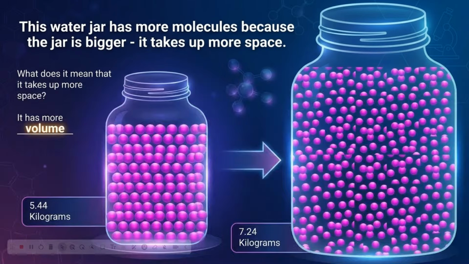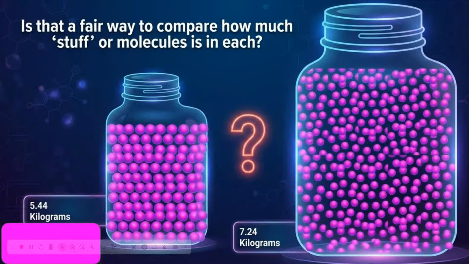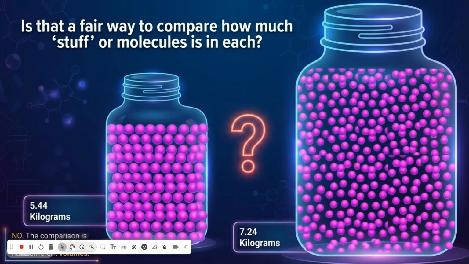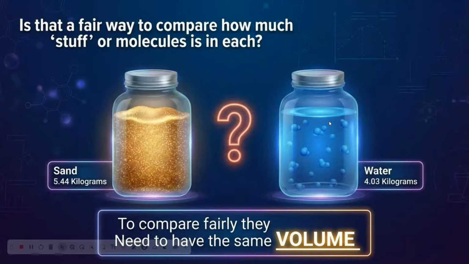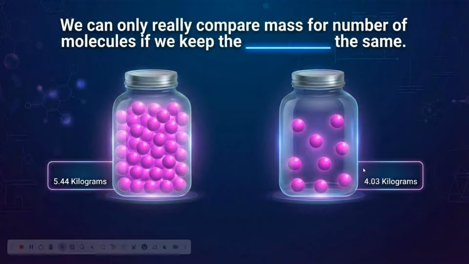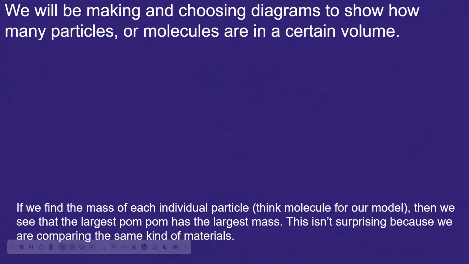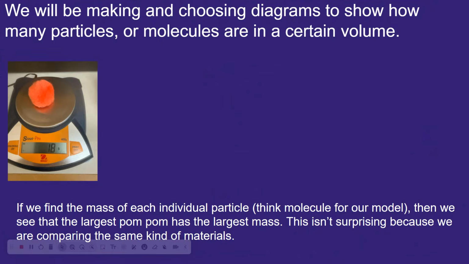Is that a fair comparison? Not really, right? It's not a fair way to compare molecules in each because the volume is not kept the same. Okay? When I have different volumes, I can't really compare molecules and mass. To compare fairly, they need to have the same volume. We can only really compare mass for the number of molecules if we keep what the same? Volume. We're going to be talking about that ratio between mass and volume. We'll be making and choosing diagrams to show how many particles or molecules are in a certain volume.